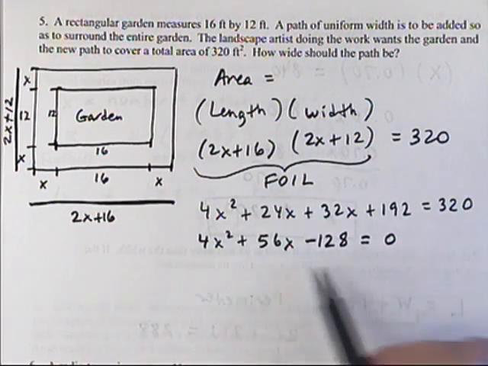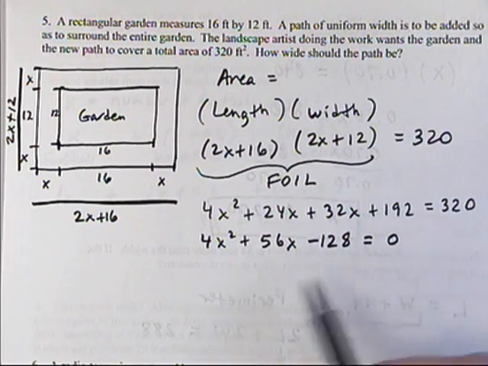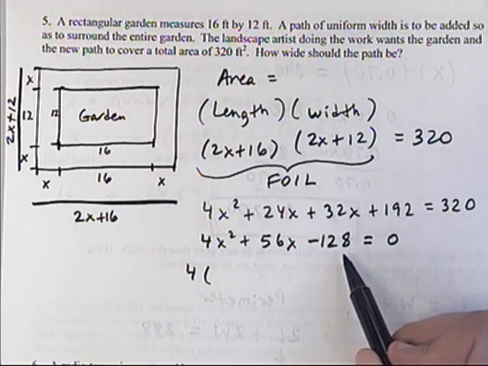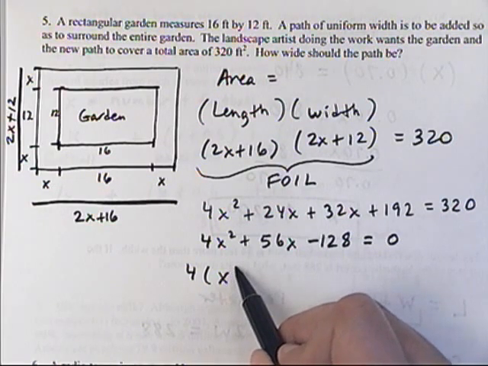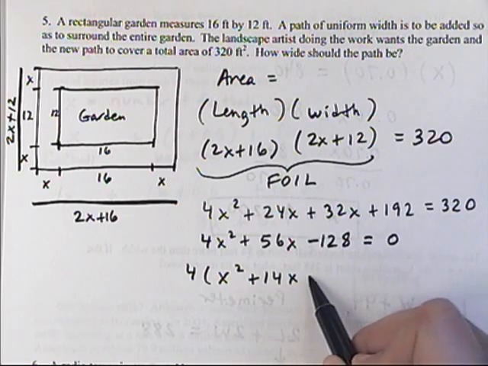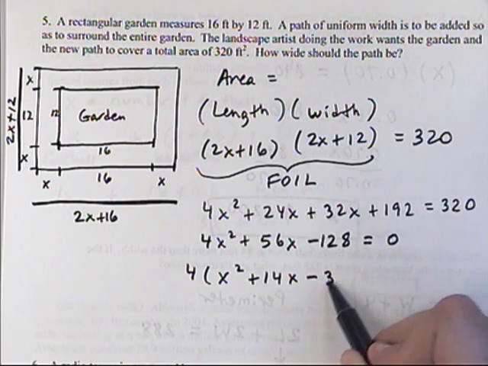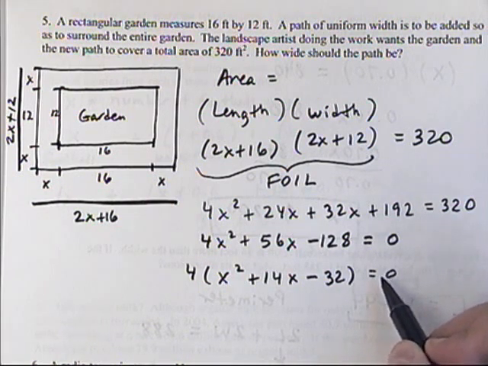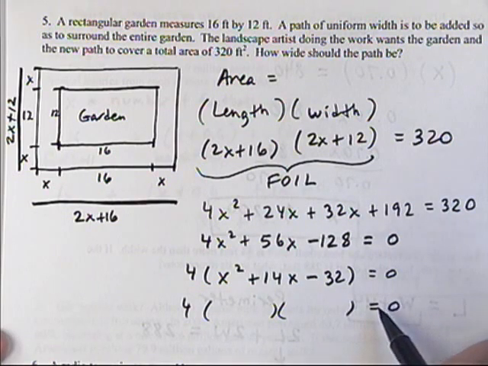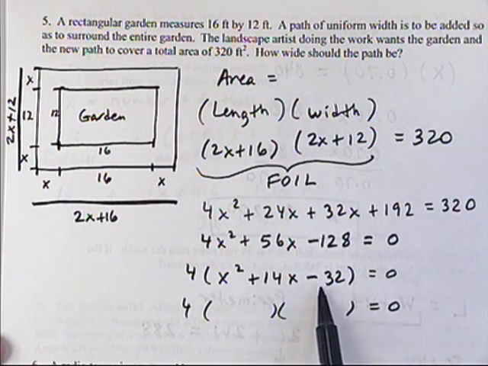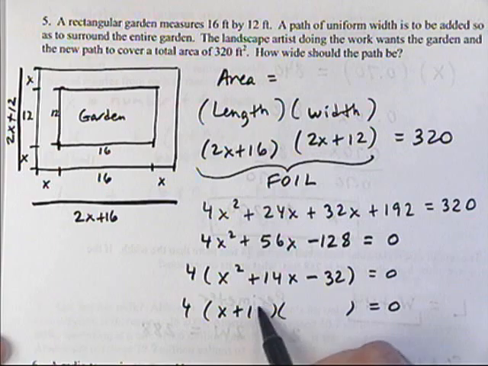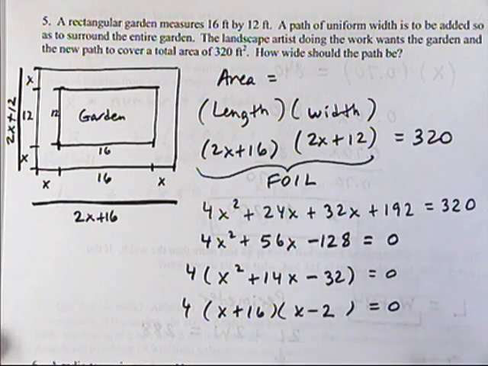This can now be factored. Remember, try to factor something out before you factor things apart. It turns out that we can divide each of these by the number 4. So I get x squared plus 14x minus 32. And then finally, I have a trinomial, and this is factorable. I'm looking for two numbers that multiply together to be negative 32, and add together to be 14. That's 16 and negative 2.